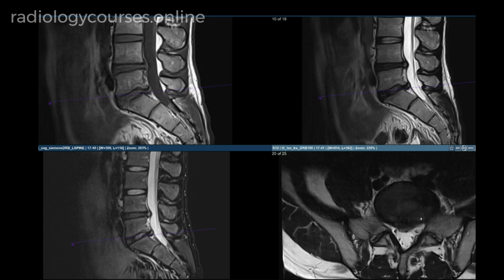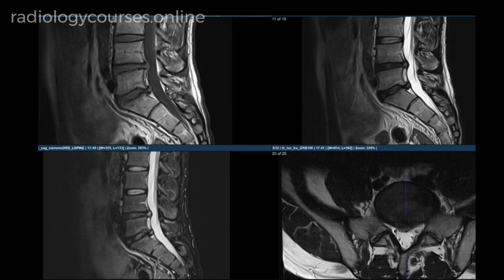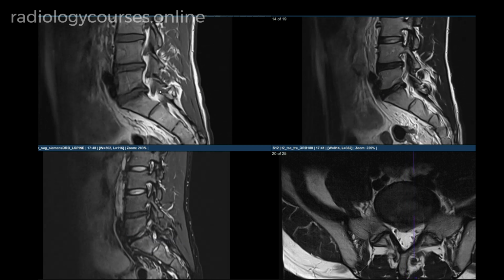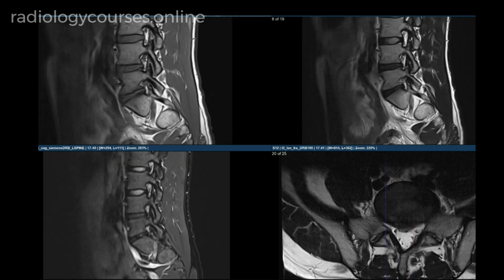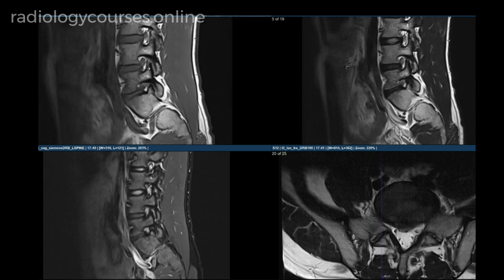on the axial. The best sequence to assess the exiting nerves is sagittal T1 because there is a good amount of fat around the nerve at the level of the exit foramen. For example, if we look at the L4-5 level, there is nice fat around the nerve and the nerve appears normal in size compared to the one above and below.